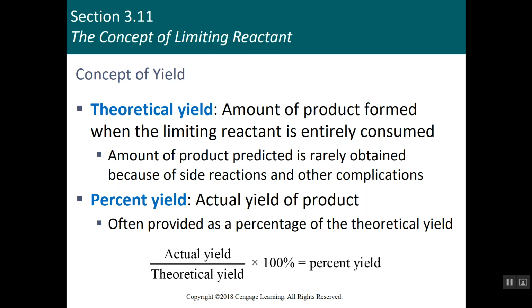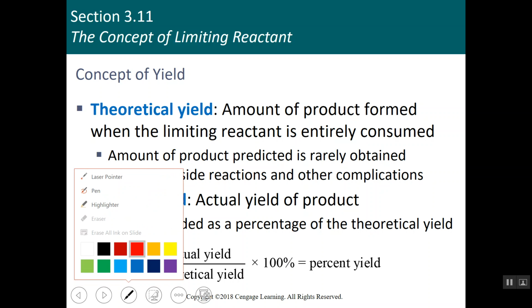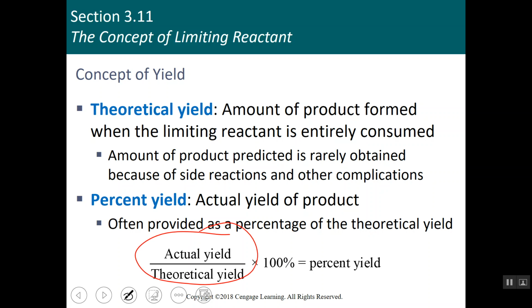We're going to add to that a little bit, and this will be the last adding to of this particular unit. We're going to look at percent yield. So percent yield is actual yield divided by theoretical yield times 100.